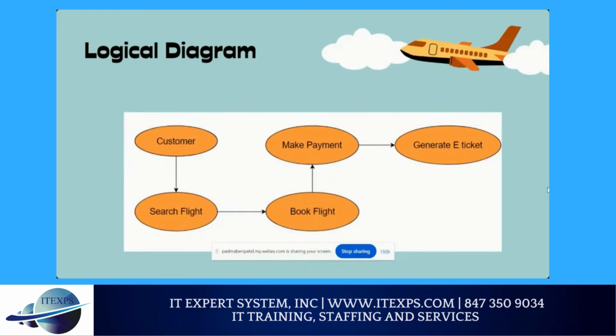Here we have a nice simple flow chart of how our app will function. The customer will search for a flight. After selecting one, they will then book it. After booking, a link will direct the customer to a payment page. Once the payment is made, an e-ticket will be generated for them to print.